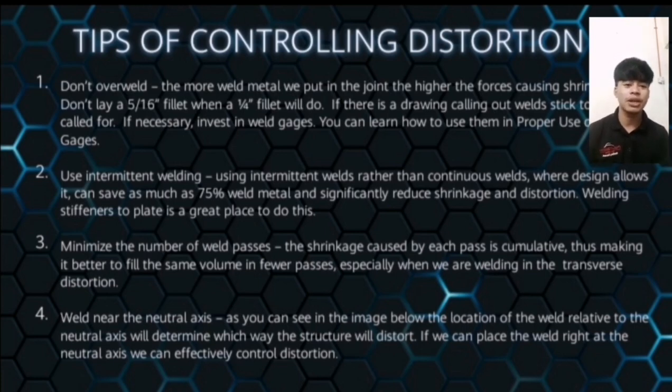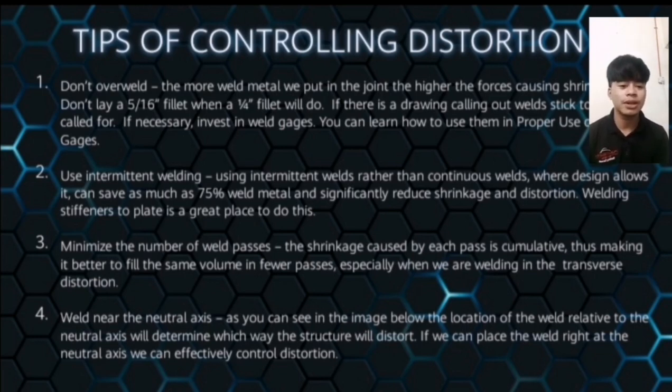Okay, number three, minimize the number of weld passes. The shrinkage caused by each pass is cumulative, thus making it better to fill the same volume in fewer passes, especially when we are welding in the transversal distortion.